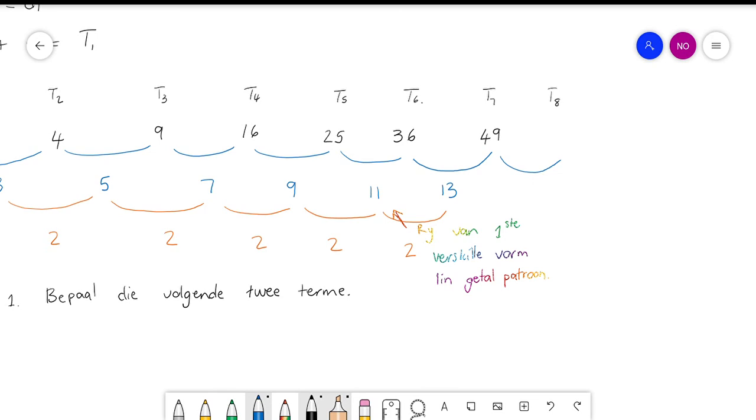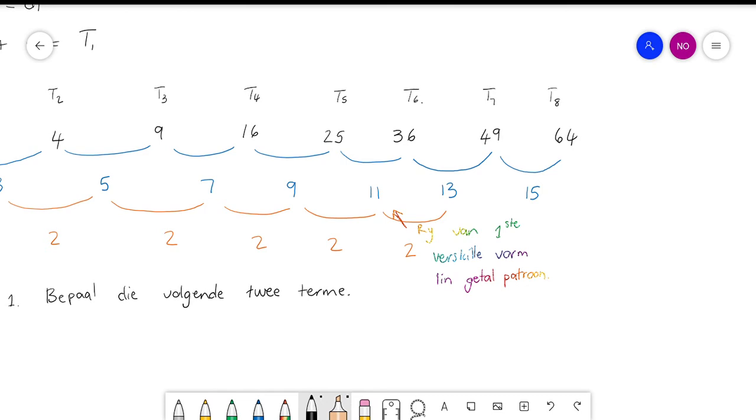What will the next blue number be? 15, nee? Stem julle saam? Want konstante tweede verskil is 2 en 13 plus 2 is 15. So wat sal term 8 van my kwadratiese getalpatroon wees? Easy enough. You all have that.